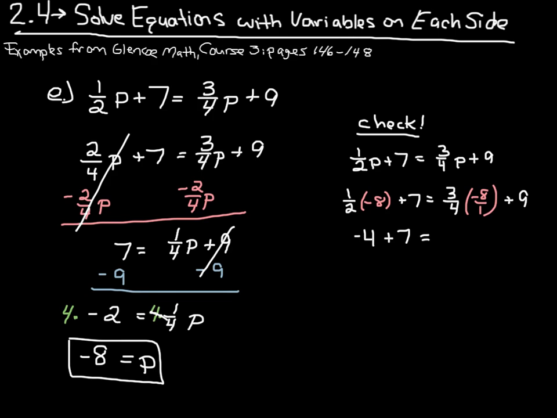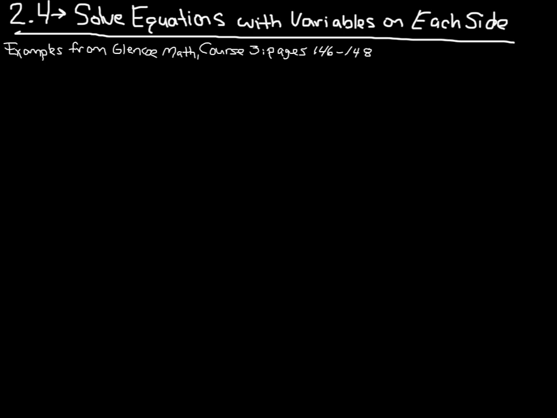cross-simplify? We can divide a 4 out of both the 4 and -8 to get 1 and -2. So that 3 times -2 is -6, and over 1 is just going to be -6, plus 9. And we end with 3 equals 3. And so -8 equals P is our solution. Now just one more example to leave you with, and that's example F.